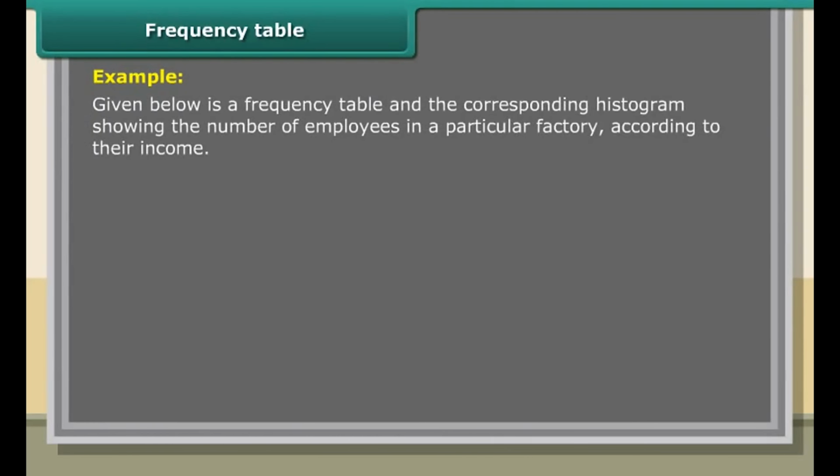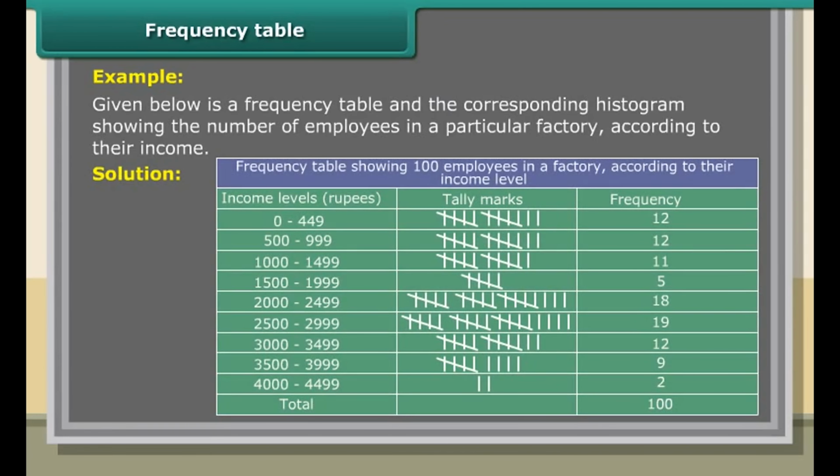Example: given below is a frequency table and the corresponding histogram showing the number of employees in a particular factory according to their income. Solution: frequency table showing 100 employees in a factory according to their income level.